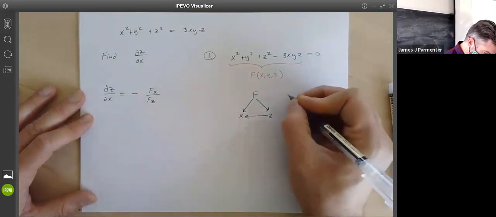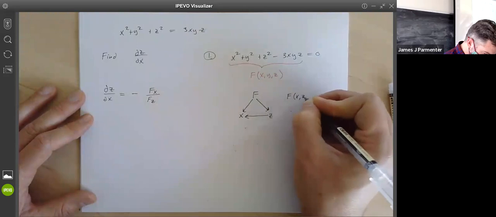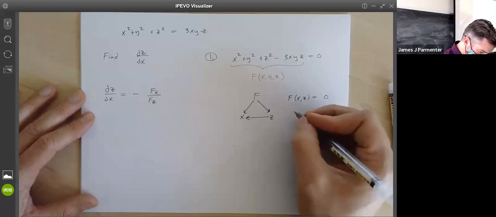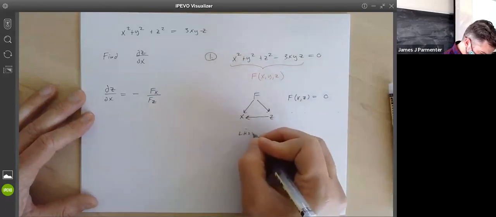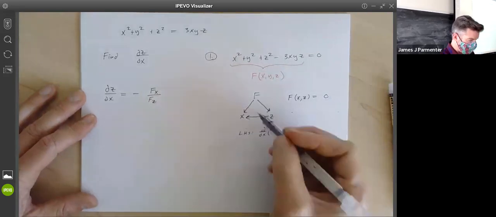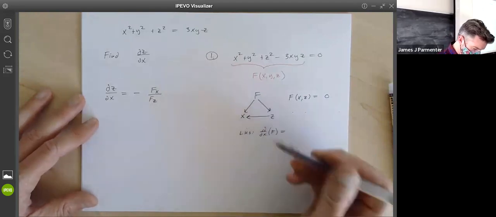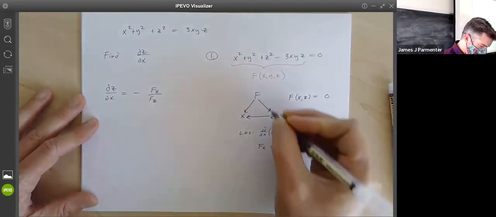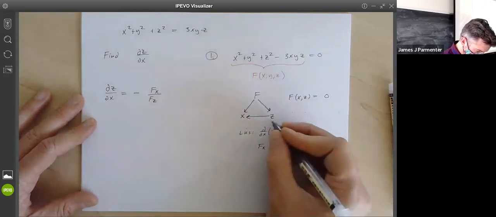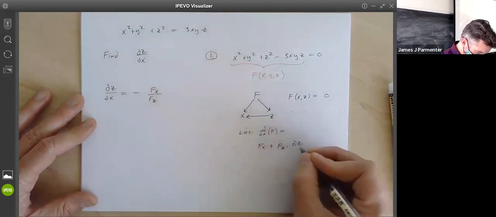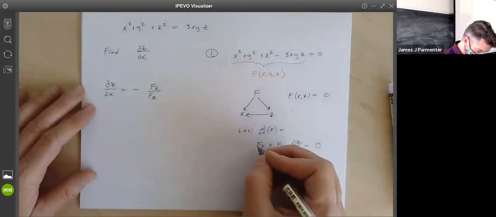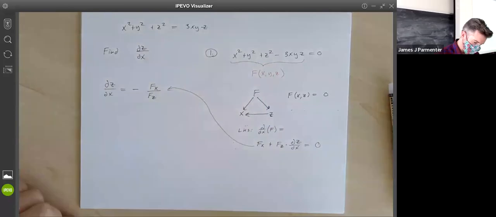So taking my derivative of each side with respect to x. On the left-hand side, the derivative with respect to x of f is going to equal, well, there are two paths to get to x. There's from f to x, and there's from f to x through z. So that's going to be the partial of f with respect to z times the partial of z with respect to x, which is del z del x. And that's going to lead us straight to that.